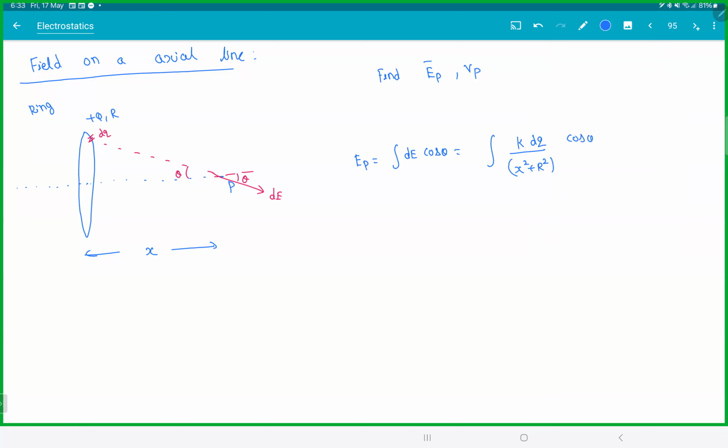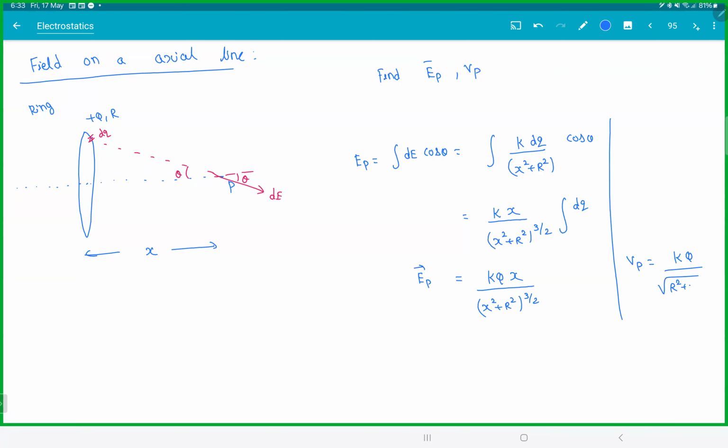But if you observe something here, everything is constant except dq. So this is K cos theta, which is x by (x squared plus r squared) whole power 3 by 2, times the integral of dq. So it is kqx by (x squared plus r squared) whole power 3 by 2. Do mug up the result. We'll have a similar result in gravitation and one more in magnetism. Potential is the easiest one: Kq by root over r squared plus x squared. It's a scalar quantity, so direction doesn't matter.